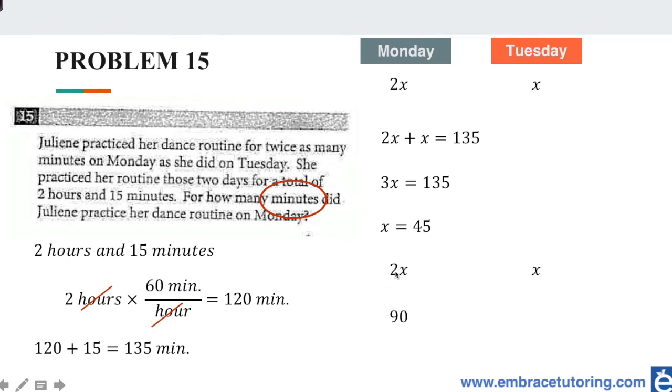So 2 times 45 is 90. And for Tuesday, she practiced for 45 minutes. And once again, total, she practiced for 135 minutes, 90 minutes on Monday, and 45 minutes on Tuesday. 90 will be your answer for problem number 15.